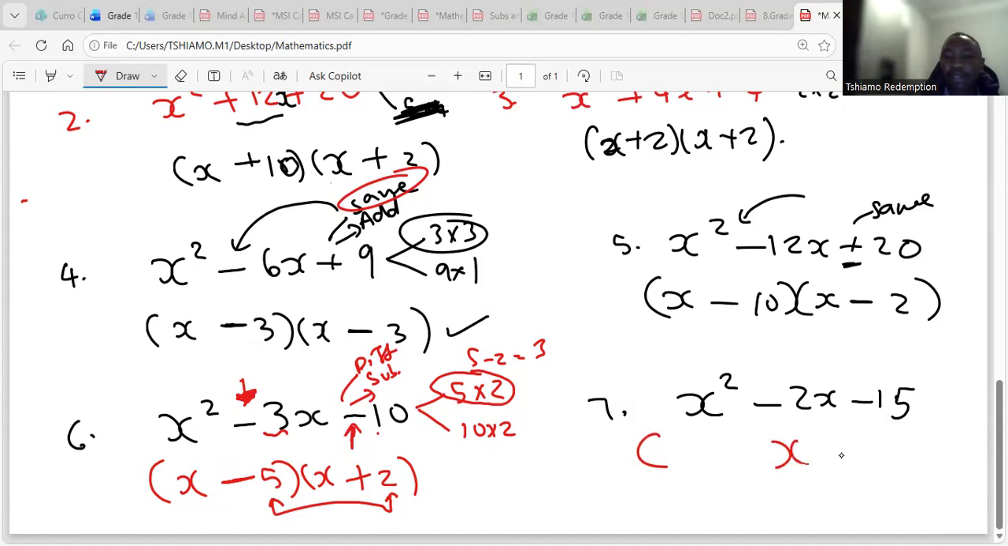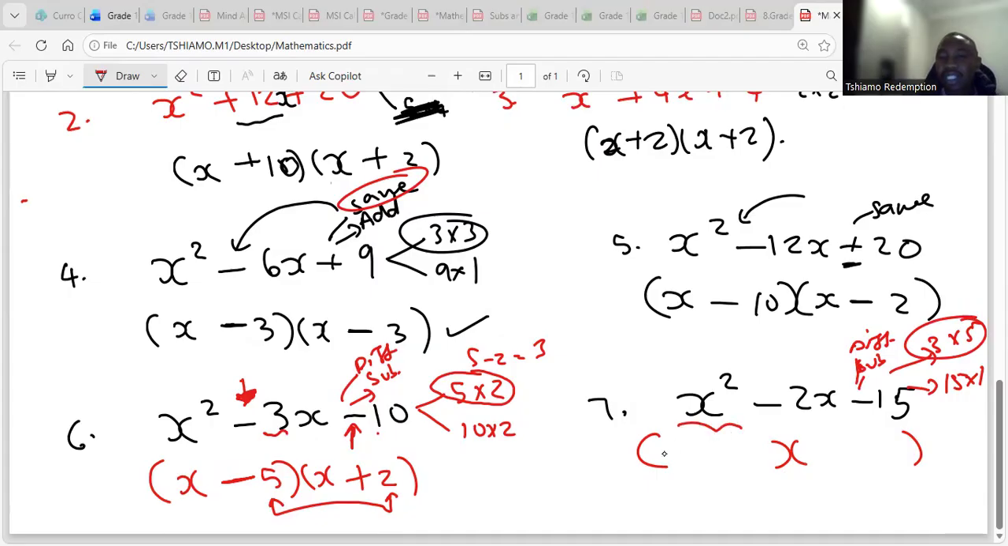Let's look at this one. The factors of 15 says that when I subtract them, you see I'm always writing subtract, different, because it helps me to analyze the question quicker. So what are the factors of 15? 3 times 5, 15 times 1. Which factors will give me 2 if I subtract these two? The order doesn't matter. 3 times 5 and 5 times 3 is the same.